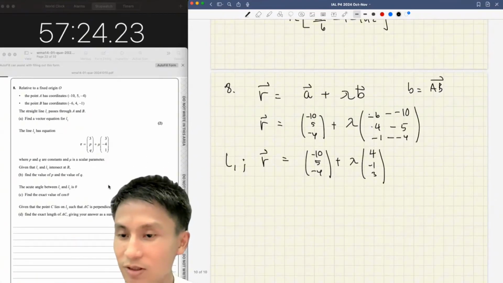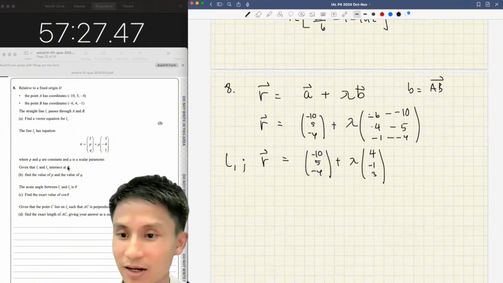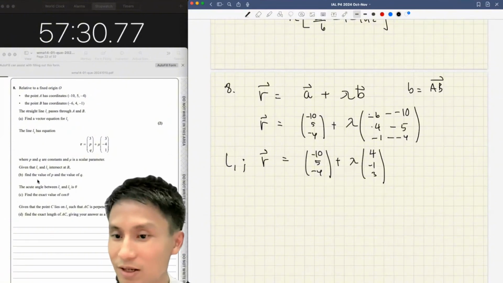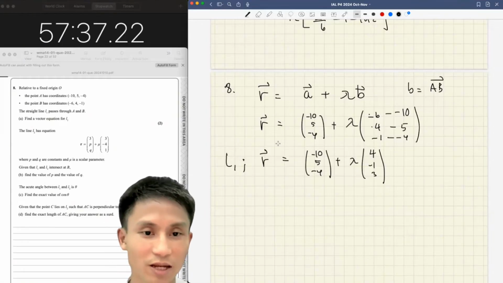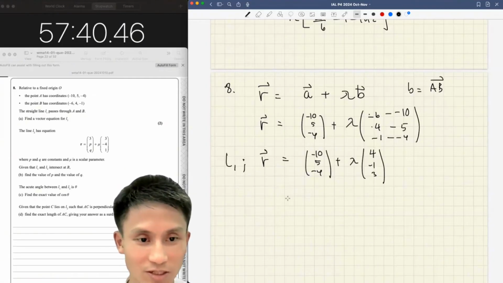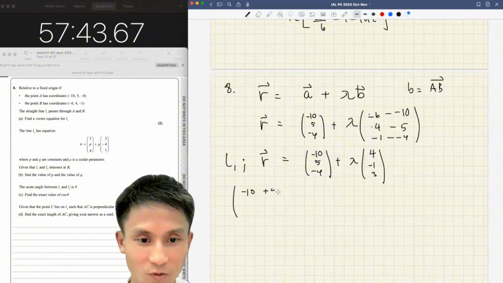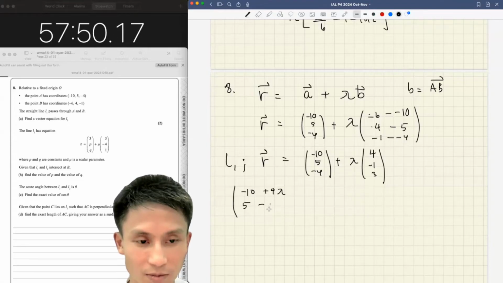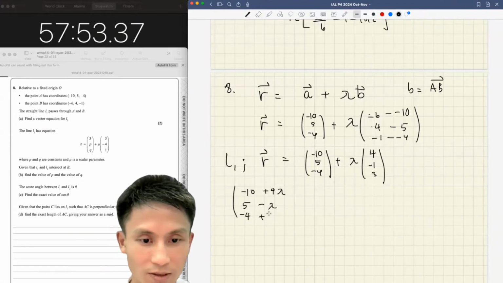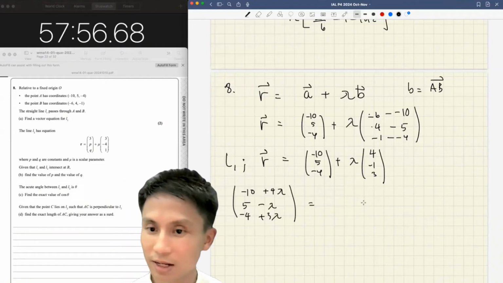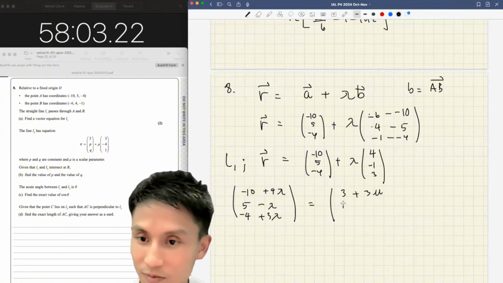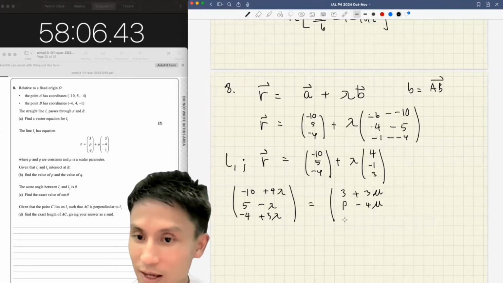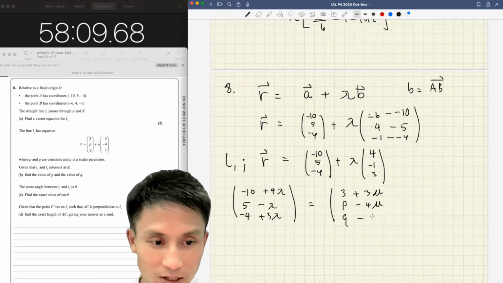The line L2 has an equation where P and Q are constants and mu is a scalar parameter. We already have a lambda here. Find the value of P and Q. Oh, it gives you that L1 and L2 intersect, so we can equate the two. That means we have minus 10 plus 4 lambda, 5 minus lambda, and minus 4 plus 3 lambda from L1. And then we're going to equate that to L2. So 3 plus 3 mu, just expanding that in. And then P minus 4 mu. And then Q plus just 1 mu.